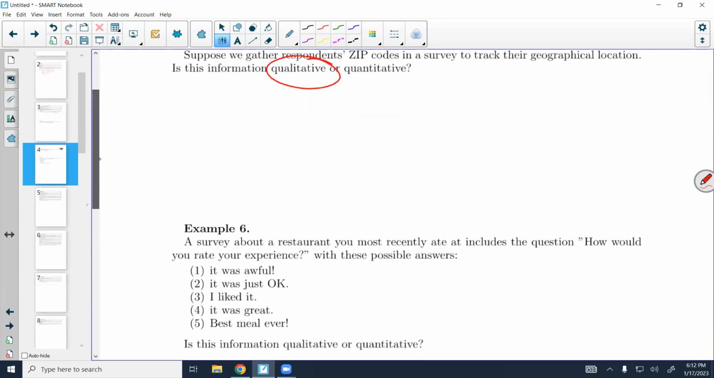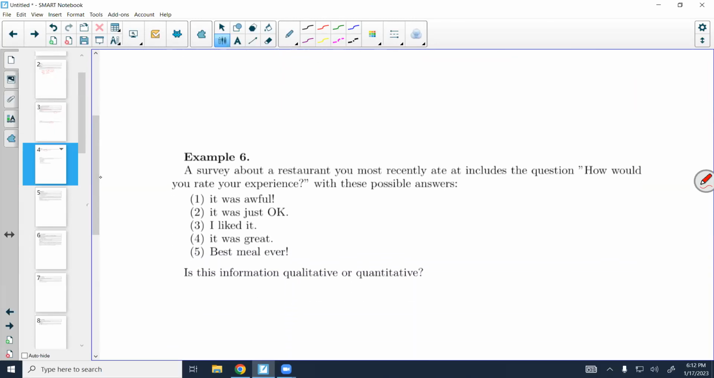So if that wasn't bad enough, there comes this one. A survey about a restaurant you most recently ate at includes the question, how would you rate your experience with these possible answers? 1, it was awful. 2, it was just okay. 3, I liked it. 4, it was great. 5, best meal ever. Is this information qualitative or quantitative?